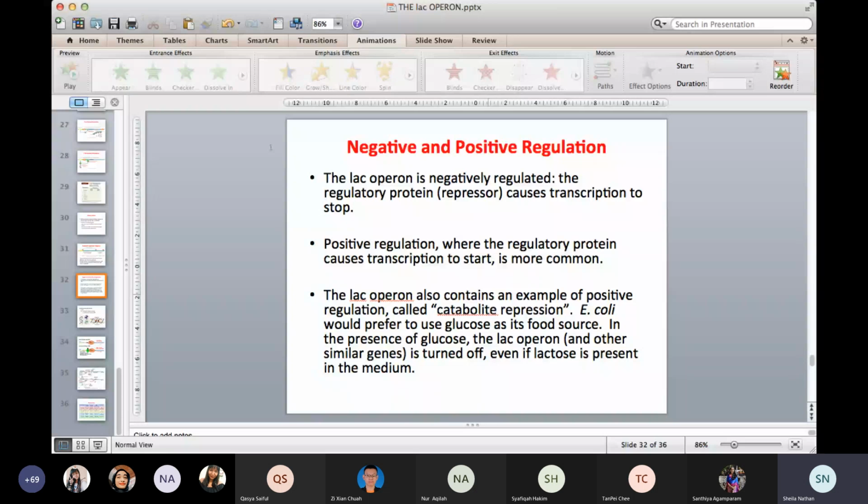So one way of positively regulating it is by doing something which is called catabolite repression. Now don't get confused just because the word repression is there. This catabolite repression is an example of positive regulation, and it takes place depending on the concentration of the glucose in the cell.